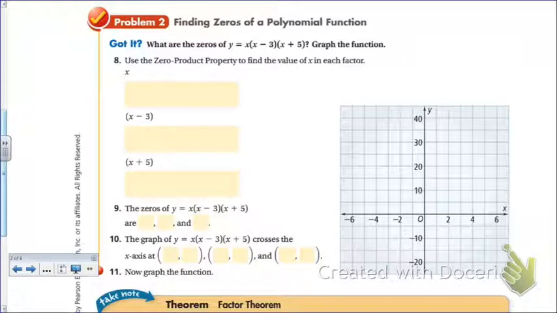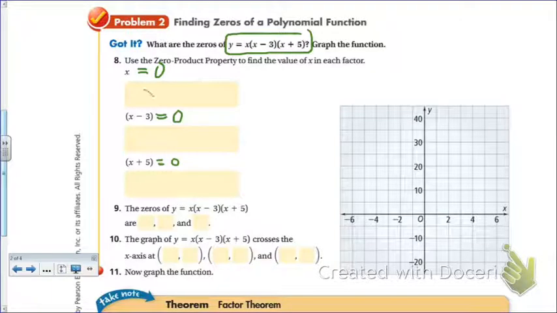Okay, example 2, it says finding zeros of a polynomial. So in the last problem, we took a polynomial and we factored it. We put it into factored form, and it had 3 factors. This one is slightly different, but it's still in factored form, where the polynomial is factored into x, x minus 3, and x plus 5. So it wants us to graph the function. It says use the zero product property to find the value of x in each factor. So all it wants us to do is take each of these factors, the x, the x minus 3, and the x plus 5, set each equal to 0, and solve for x for each one of those.